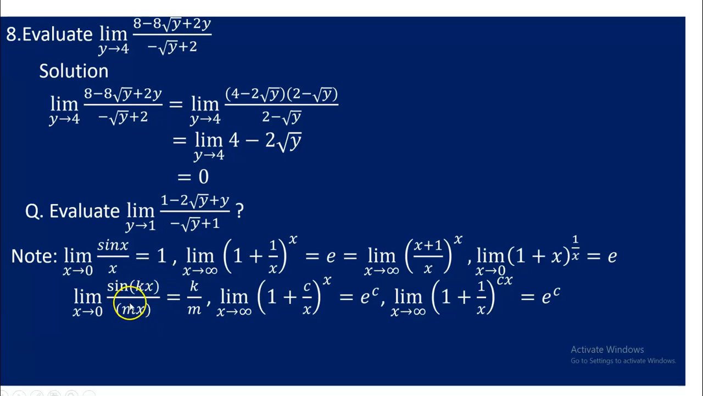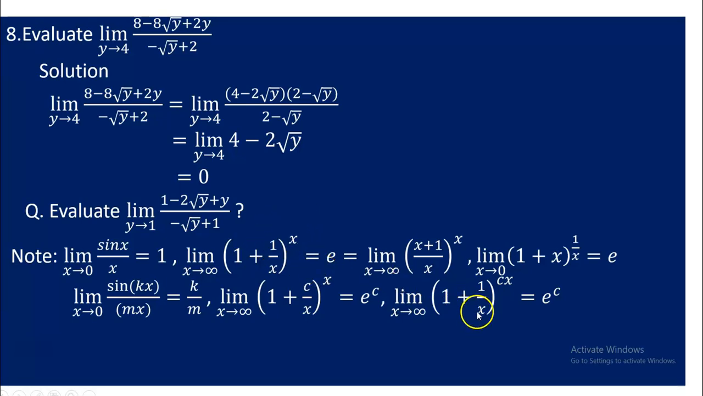The limit of sine kx over mx as x approaches 0 is k over m, students. This can be verified by using the one I told you before. And the limit of (1 plus c over x) to the power of x is e to the power of c. This is proved directly from the earlier one. If this is c, you can have e to the power of c, students. For example, the limit of (1 plus 2 over x) to the power of x is e squared. If c is 3, it will be e to the power of 3. This is directly taken from this concept, okay?